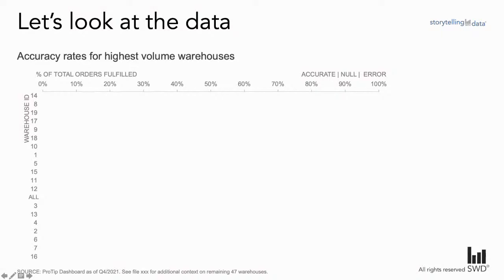So what you're going to be seeing is the percent of total orders fulfilled. That's what's along the x-axis, and that's going to be ranging from 0 to 100%. And I'll be breaking that down between our accuracy rates, our error rates. We do unfortunately have some data quality issues. So some of these are going to be null. It's not a ton, but that is going to be shown there as well. Along our vertical y-axis, I'm going to be showing the warehouse IDs for our top volume warehouses. So there's going to be 19 of those. And then I'll pull in the overall average just to get a sense of what that looks like.